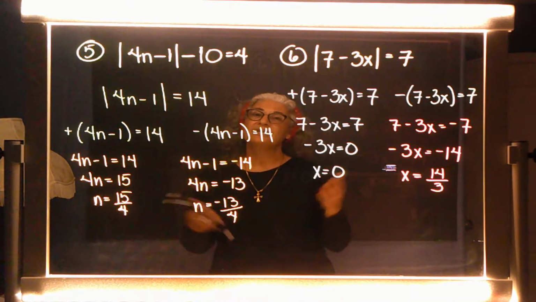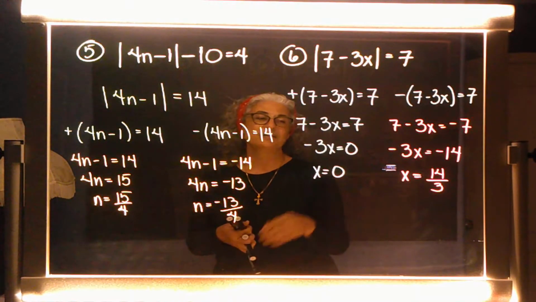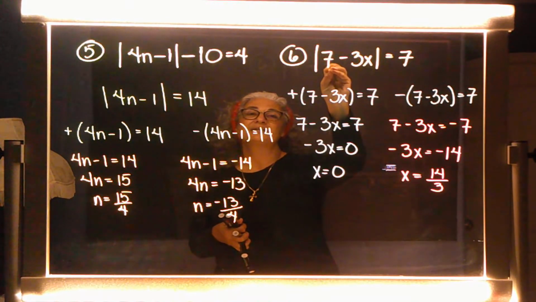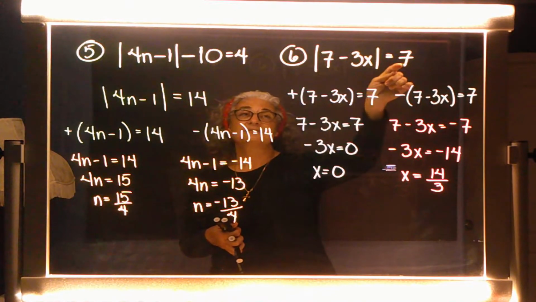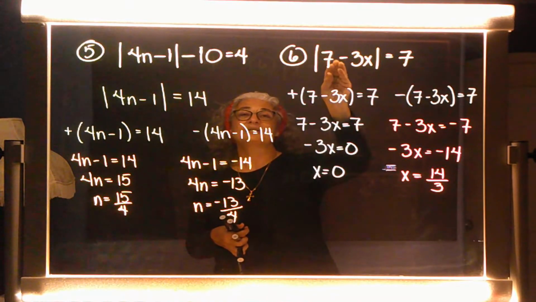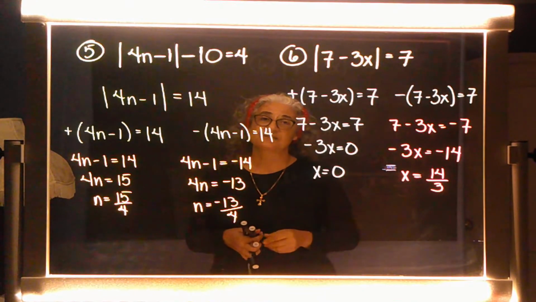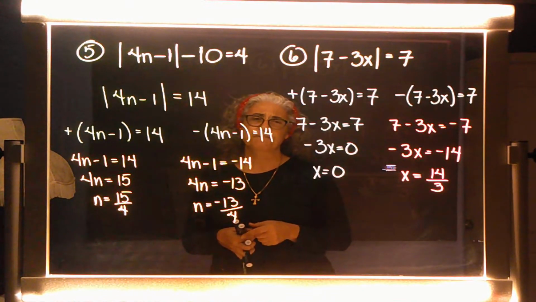Okay, so again, how do I know these answers are correct? I plug them in. When I take the 0 and plug it in, I better get the absolute value of this number equaling a +7. And when I take the 14/3 and plug it in, I better get the absolute value of this number equaling a +7. Does that make sense?